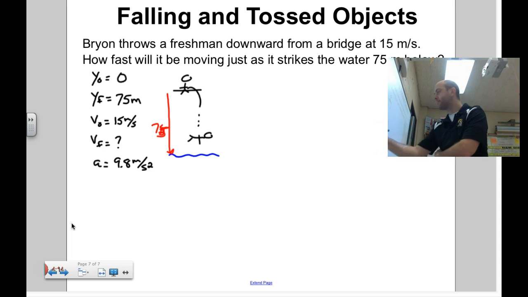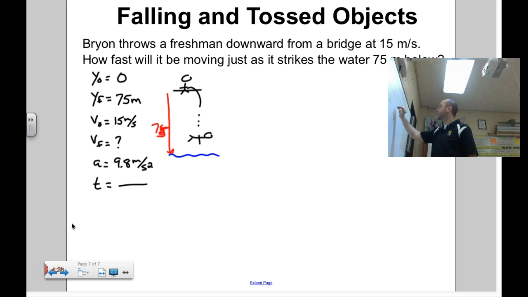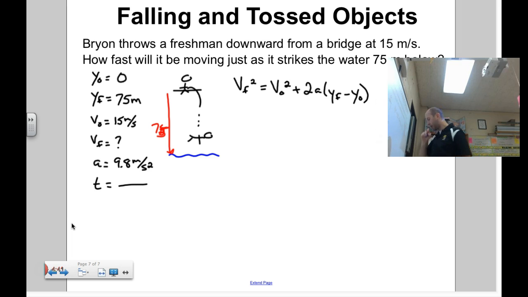And then the time, we don't have time, they didn't give us time, we don't need time. So now I ask myself, what equation does not have time in it? Well, you should know this one. It is vf squared equals v naught squared plus 2a times yf minus y naught. Just like I've done in all the other videos, go ahead and cross out things that need to be 0. In this case, the only thing that's a 0 is the y naught.